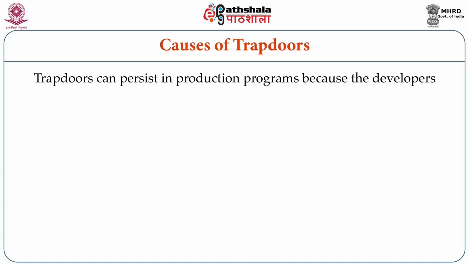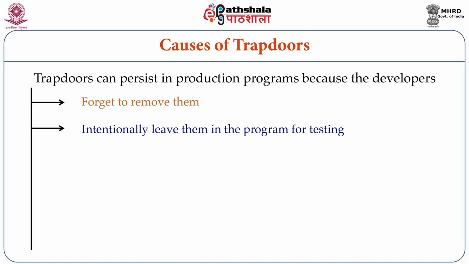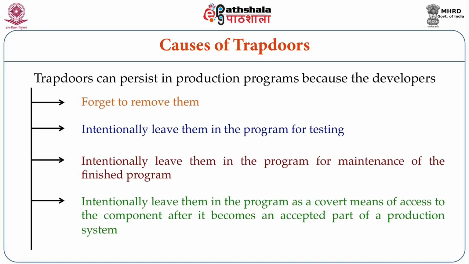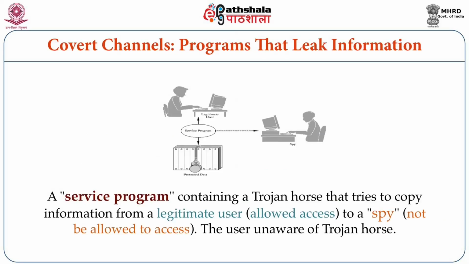Now, if we are talking about causes of trapdoors, the reasons are: forget to remove them, intentionally leave them in the program for testing, intentionally leave them in the program for maintenance, intentionally leave them in the program as a covert means of access to the component after it becomes an acceptable part of a production system. So we introduced a keyword, covert. So what is a covert channel? It is a program that leaks information. A service program containing a Trojan horse that tries to copy information from a legitimate user. Legitimate user means one who is allowed access. A spy means one who is not allowed the access. The user is unaware of the Trojan horse.